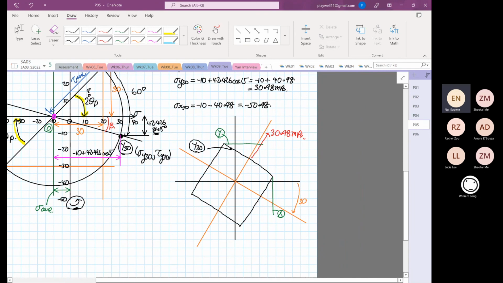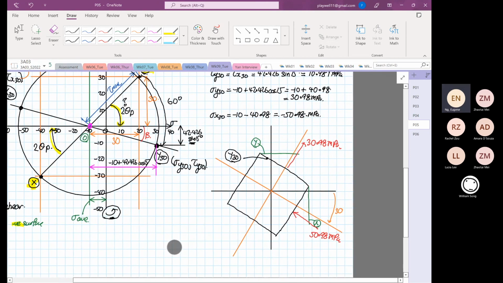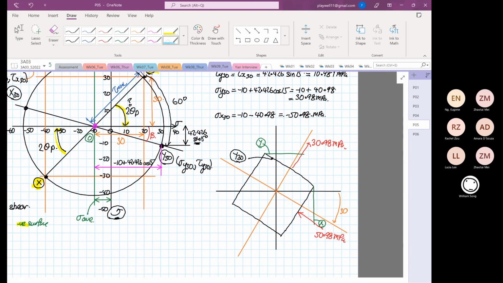So your X30 is going by compression, and this is going at 50.98 megapascal. Okay, so this is your megapascal. Now, the shear is a critical one. Okay, so give me 2 more minutes. Focus with me. Okay, we're almost done.